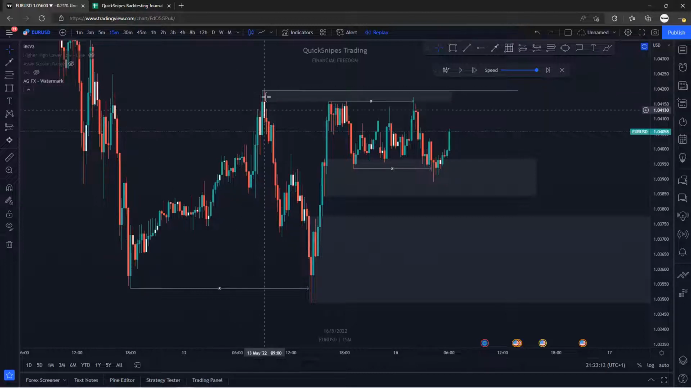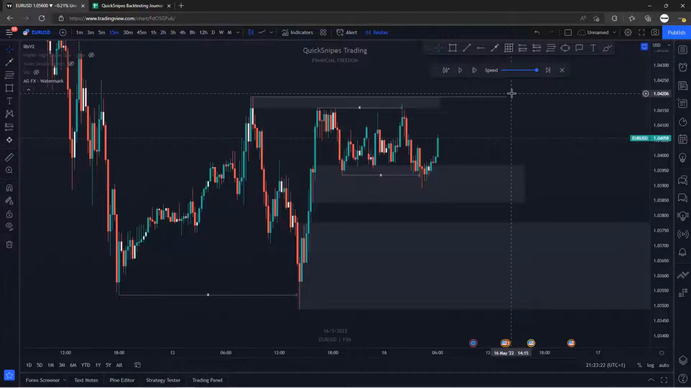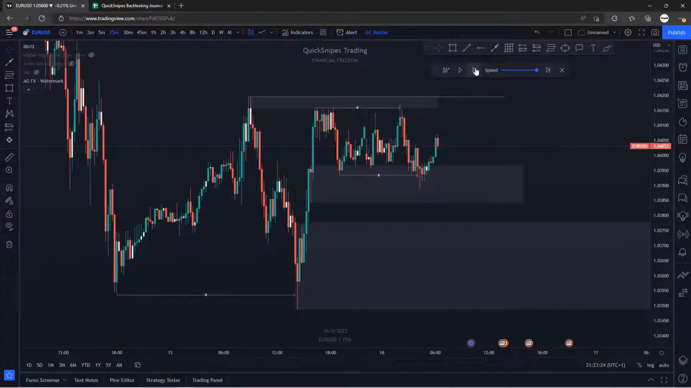So this was a supply zone, caused that supply zone. That supply zone caused this. This supply zone caused that, but then that supply failed, grab liquidity to the downside. Now we're kind of in a range and we need to see what we're up against.